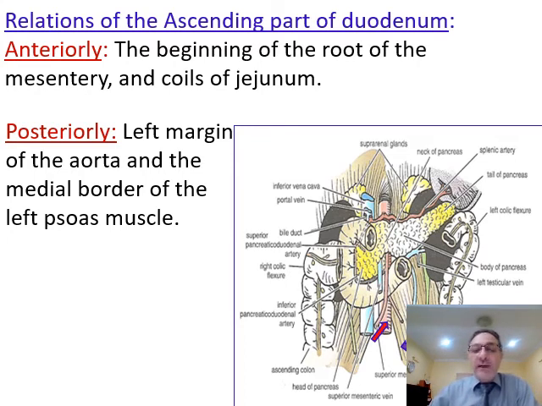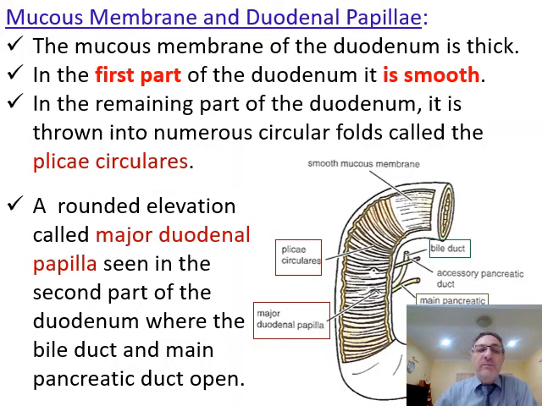The ascending part of the duodenum anteriorly is related to the beginning of the root of the mesentery and coils of jejunum. Posteriorly it is related to the left margin of the aorta. Here, this is the aorta, so the left margin of the aorta, and the medial border of the left psoas muscle. This is the left psoas muscle. So these are the posterior relations of the ascending part of the duodenum.